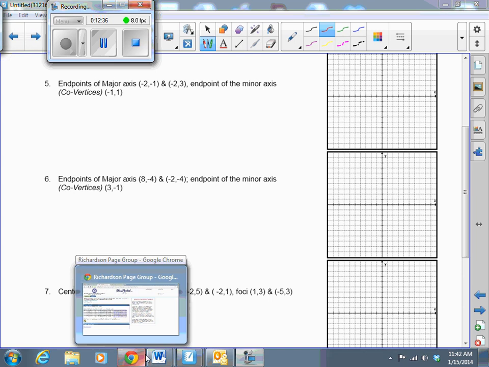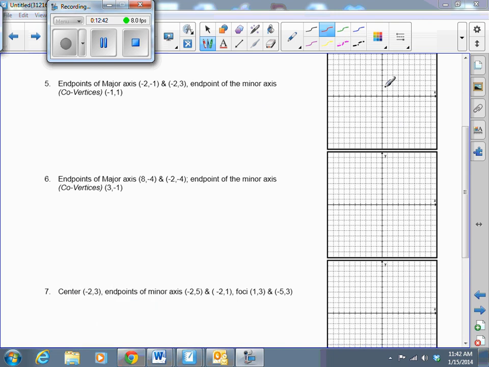The endpoints of the major axis are -2, -1, and -2, 3. Why don't we plug in those 2 points? -2, -1, and -2, 3. Those are endpoints of major. Therefore, what comes in mind? A, B, or C? A. Those are endpoints of the major.